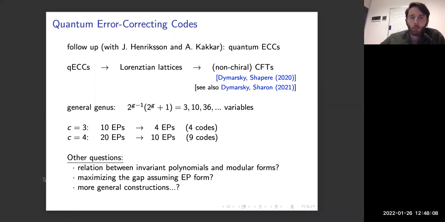And just more generally, it'd be interesting to look at other constructions. So the space of quantum error correcting codes, I didn't say this, this is just a small subset of the quantum codes. These are called the stabilizer codes. But this set of quantum codes is much richer than the set of classical codes. So potentially there's a lot more to be understood in that.